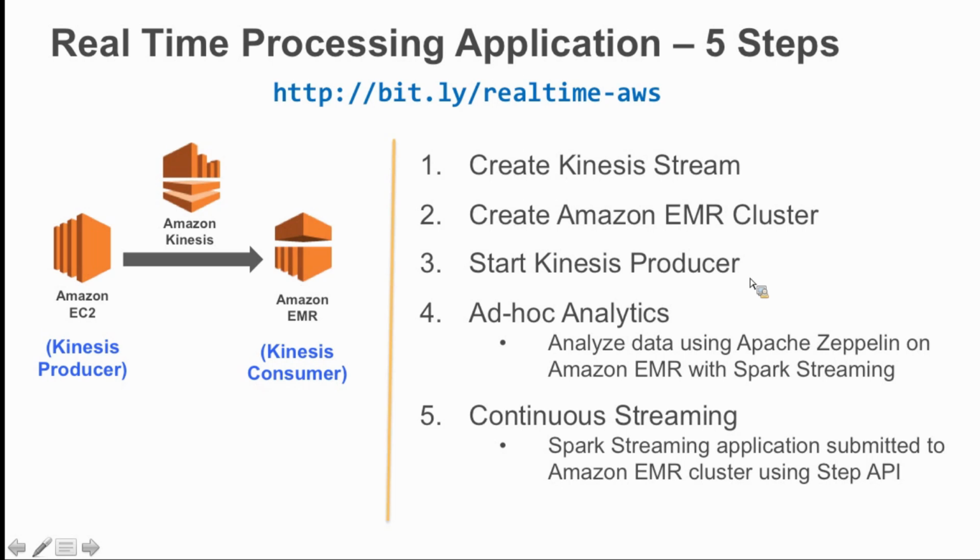Then we're going to start a Kinesis producer and have that start feeding data into the stream that we created up here. And then finally, we're going to perform a bunch of ad hoc analysis within Apache Zeppelin running on EMR. There is a 5th step if you wanted to reuse or continue to use the stream in an ongoing way. You could submit additional processing jobs through the step API. We're not going to do step 5 in this demo.